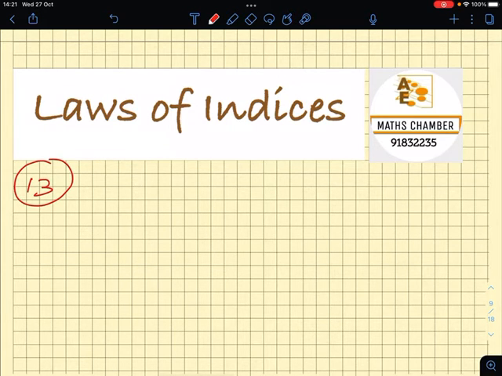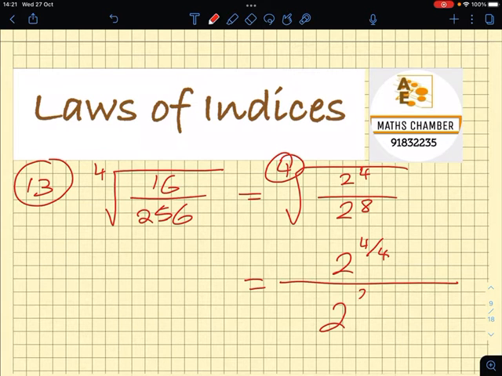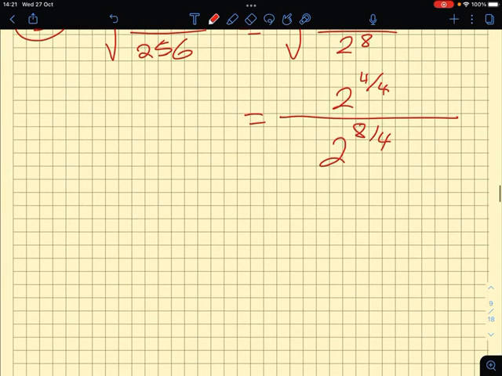Okay, number 13 is our lucky number. Fourth root of what? 16 over 256. Right? That will give you the fourth root. 16 is 2 to the power 4. 256 is 2 to the power 8. That means this will be 2 to the power 4 over 4. The denominator 4 comes from the root, right? And 2 to the power 8 over 4, right? And of course 4 over 4 is 1, so it's 2 whole and 2 square, right?